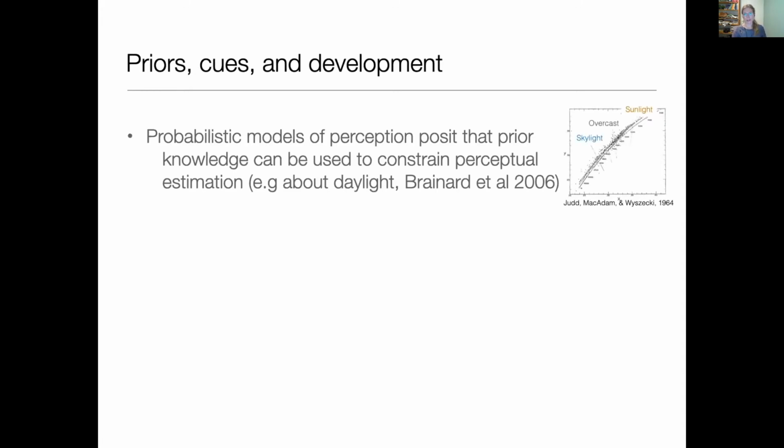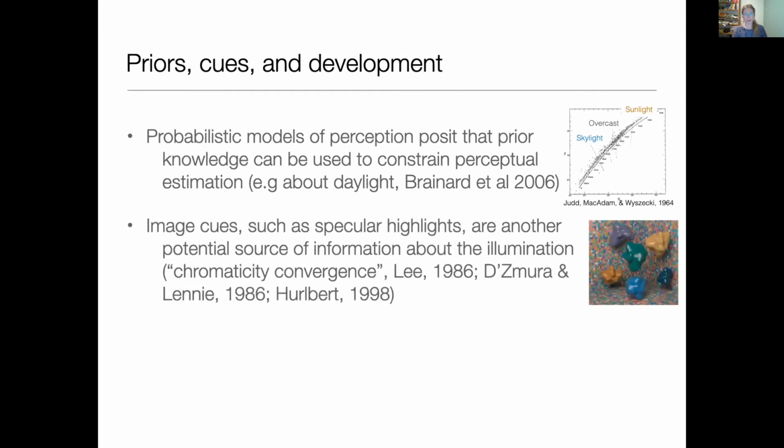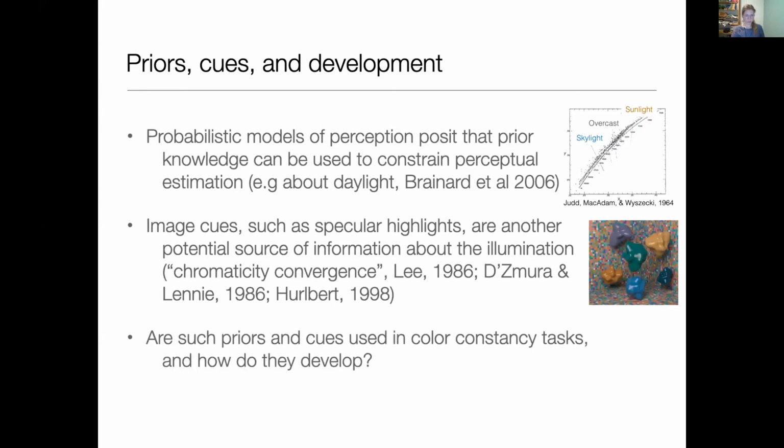Probabilistic models of perception posit that prior knowledge can be used to constrain perceptual estimation, for instance, over daylight. This is related to what Anya was talking about earlier, and I will refer to it a little later on. But there are also image cues such as specular highlights that could be a potential source of information about the illumination. We ask here whether such priors and cues are used in color constancy tasks and how they develop in children through to adulthood.